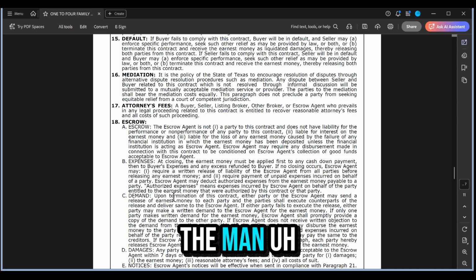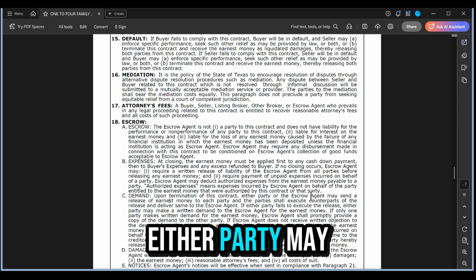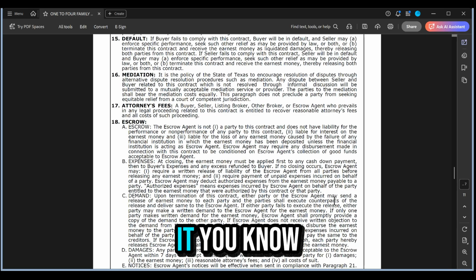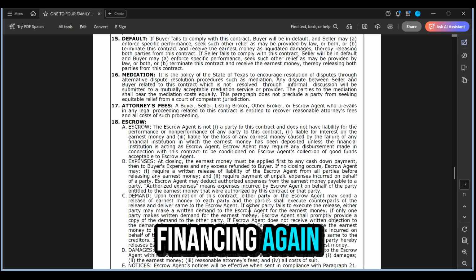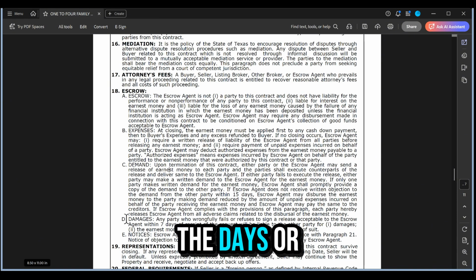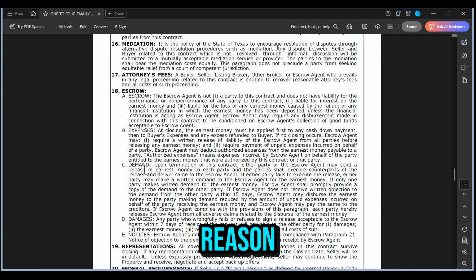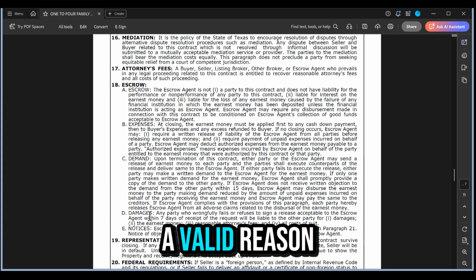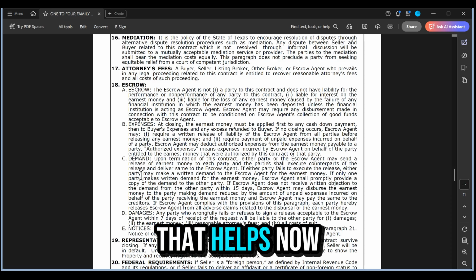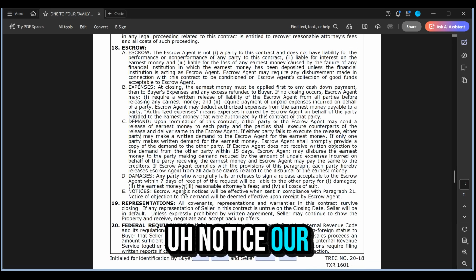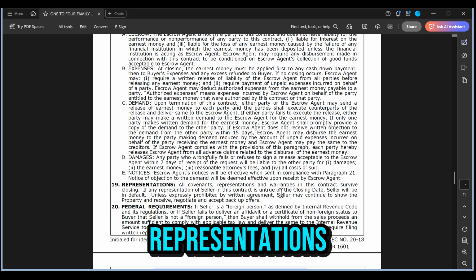Okay. Demand: upon termination of the contract, either party may send a release of earnest money as long as there's a reason for it. Maybe you're in the option period, or you couldn't get third-party financing, or there's a title commitment problem, some kind of reason. But you need to send that with the reason. It has to be a valid reason. Make sure that you stay within the option period. Notice to escrow agent, representations, all this stuff is standard.